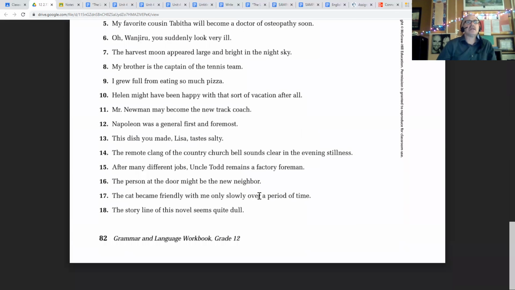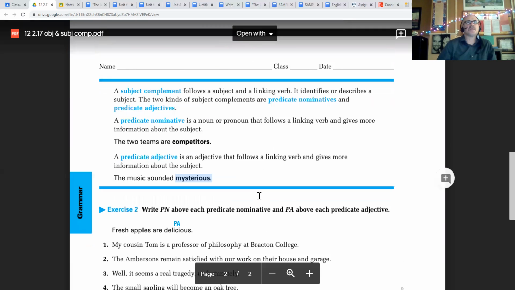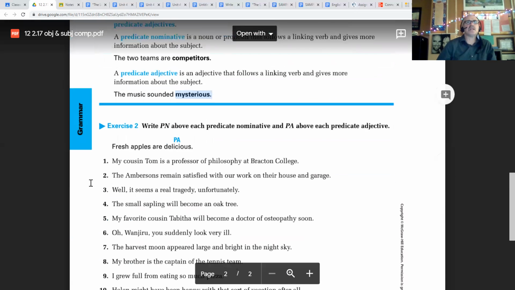Okay, and there are 18 of those, and just do 15 of those again, and it says write PN or PA above each predicate nominative or predicate adjective that you find. So 15 in exercise 1, 15 in exercise 2.